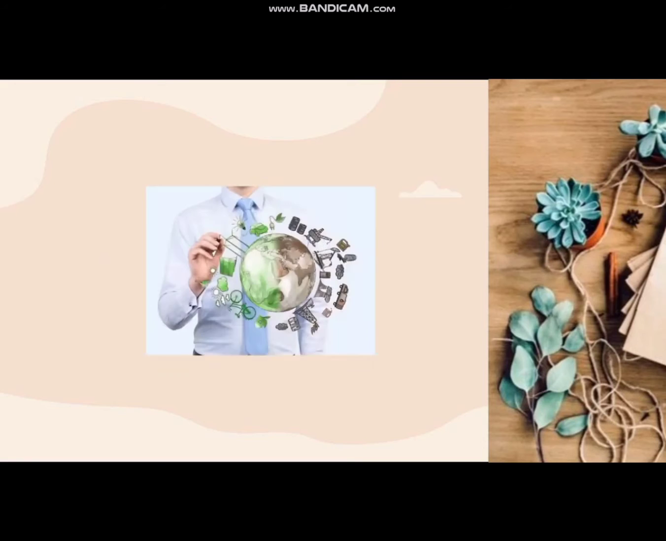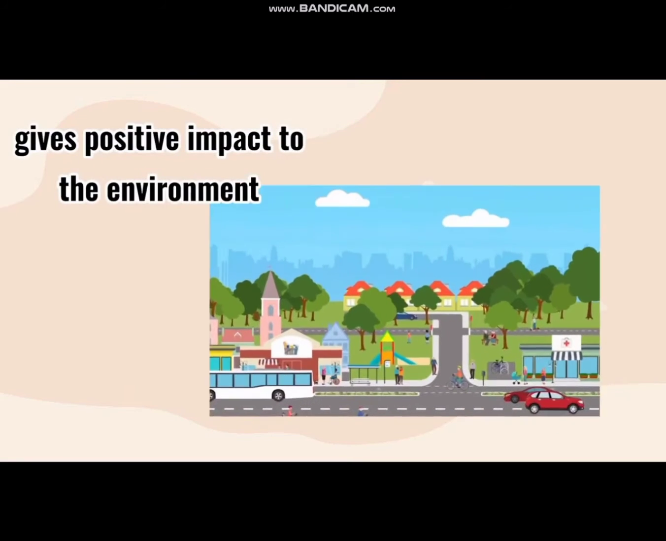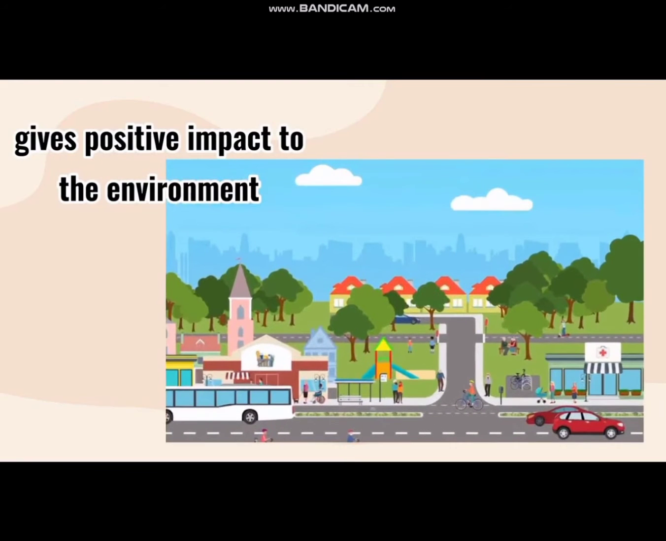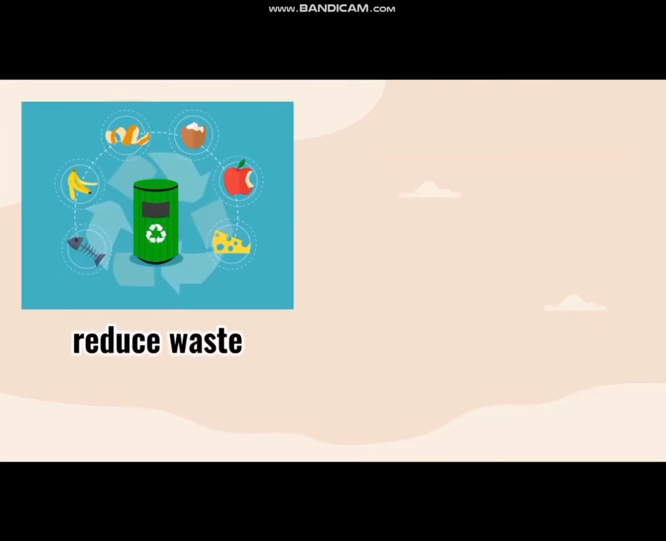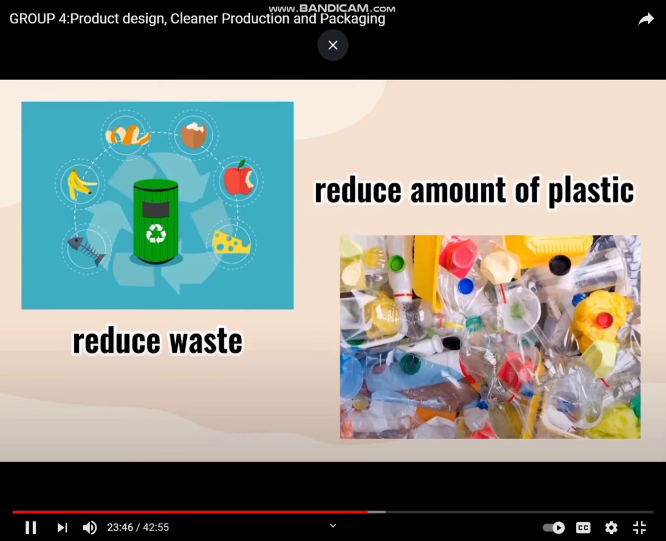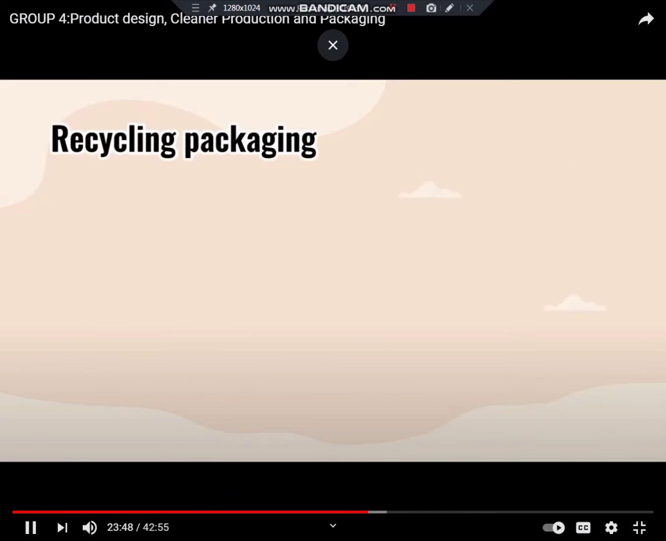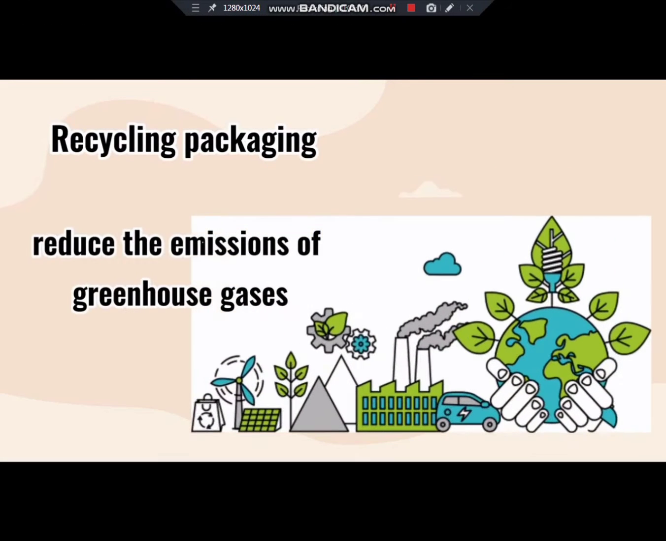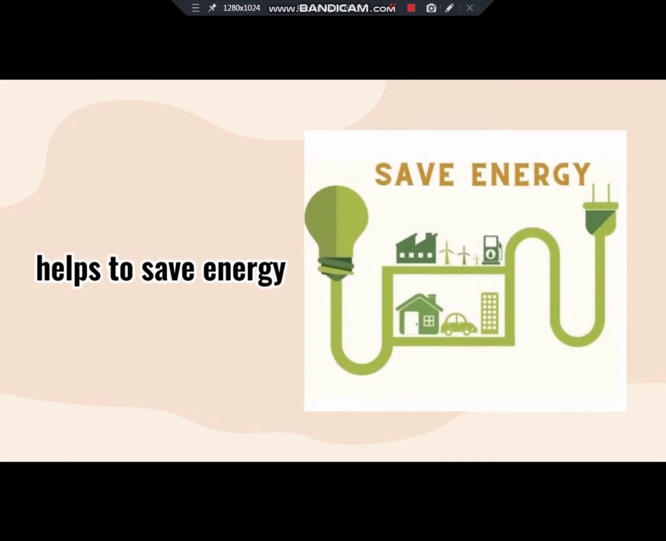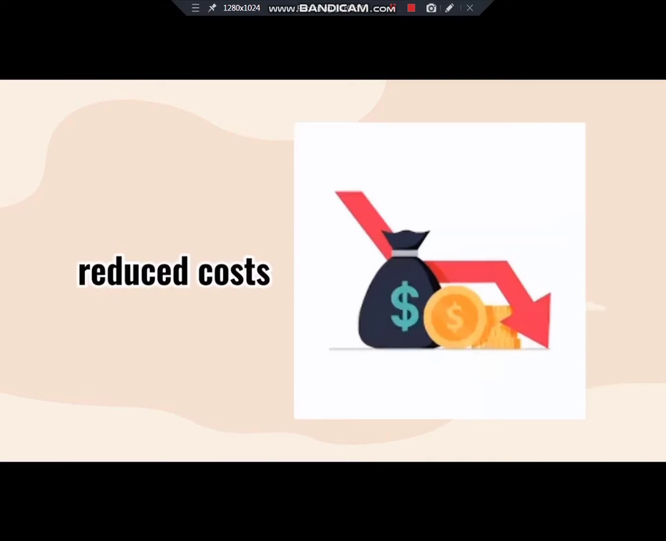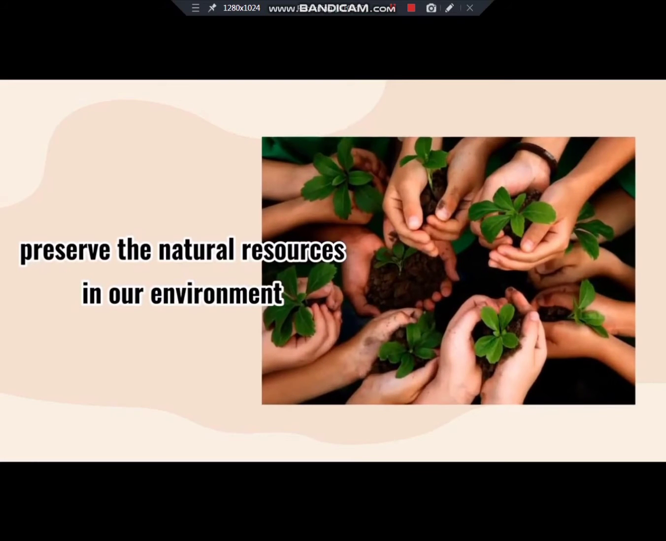They opt to choose recycled packaging because it gives a positive impact to the environment in such a way that it can reduce waste of natural resources and reduce the amount of plastic that we use every day. Using recycled packaging helps to reduce the emissions of greenhouse gases, it helps to save energy and reduce costs, and most importantly, it helps to preserve the natural resources in our environment.